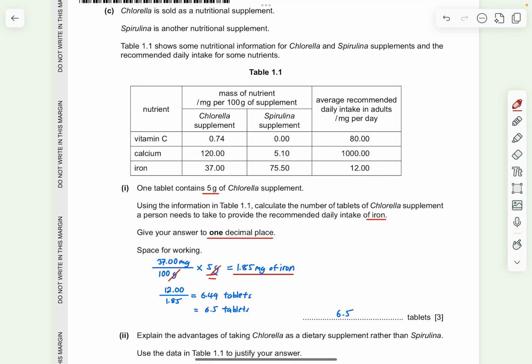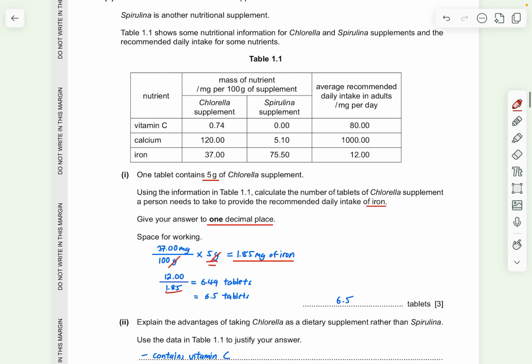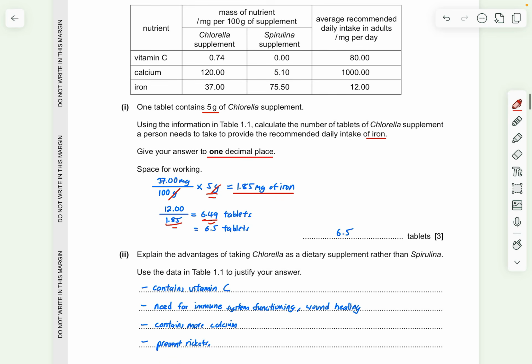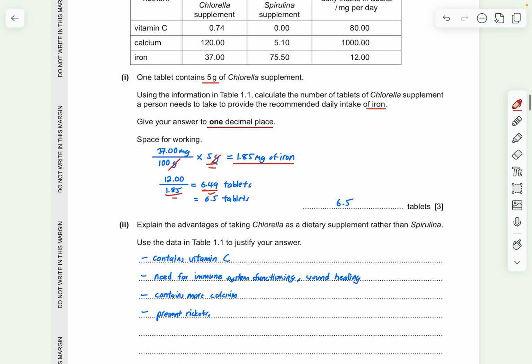So now you know that in roughly 1 tablet, there's 1.85 milligrams of iron. So how many tablets do you need to satisfy 12 milligrams of iron per day? You take 12 divided by 1.85, and you're going to get 6.49 tablets, which is about 6.5. You have to round off to 1 decimal place. So the answer is 6.5.